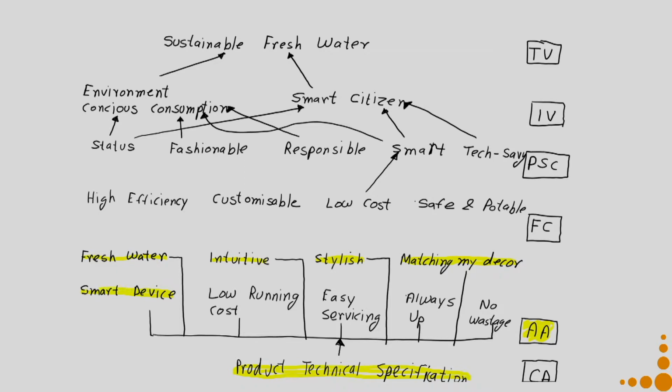I want to have a smart device. Again, smart device over here is an abstract attribute because it does not say where its smartness lies. That will come in the product specification. Then I want to have a low running cost, easy servicing. It should be always up, which means the product never goes down. There is no downtime for the product, and there are no wastages. When I say no wastages, in the product specification I define what does that mean. That might mean no wastage of water.